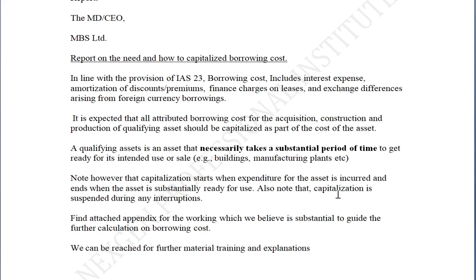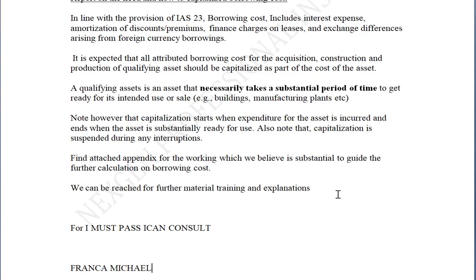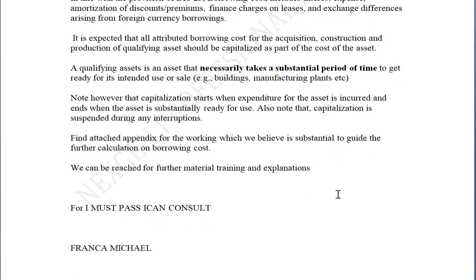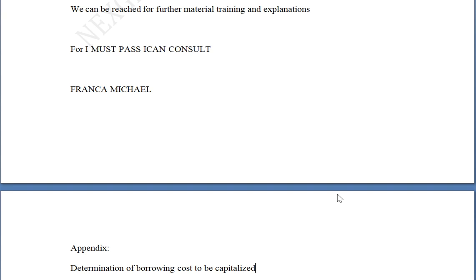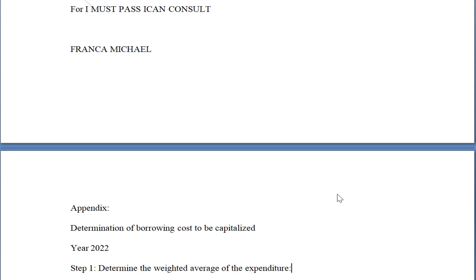So I concluded by saying a final touch: the appendix for the workings, which we believe is substantial to guide further calculations on borrowing costs. We can be reached for further materials, training and explanation. Franca Michael is the one writing the report. You can use your name when you are writing the exam. Very, very simple report. And then you go to the appendix.